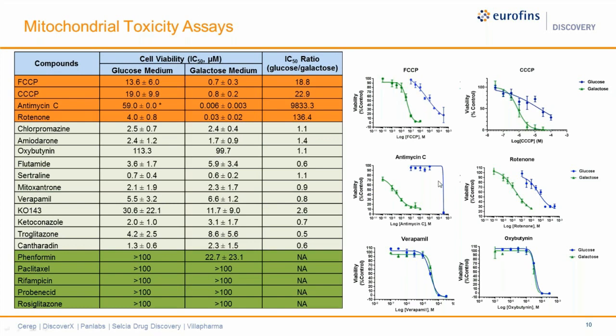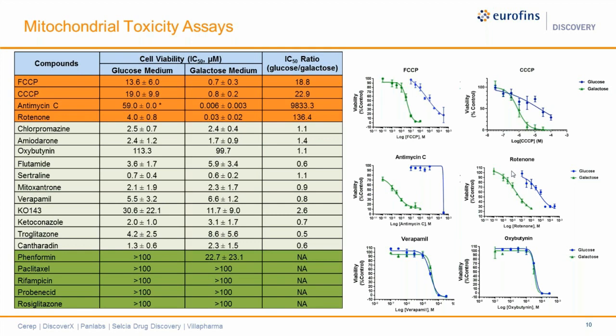Antimycin C, the plot showing here, inhibits complex 3 cytochrome C reductase in mitochondria, and showed over 1,000-fold change of assay-50. Rotenone is a classic mitochondrial inhibitor that inhibits complex 1 NADH ubiquinol oxidoreductase in mitochondria. We observed over 100-fold assay-50 shift between the glucose and the galactose assays.